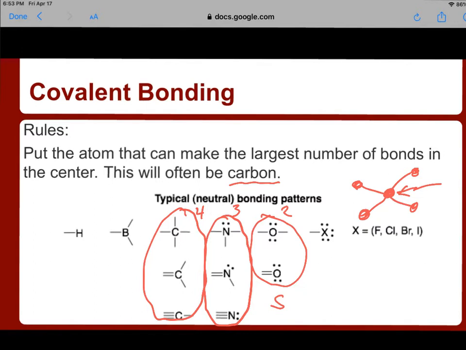It depends on what you have. If you have a carbon, usually you're going to put carbon in the middle. If you don't have a carbon, pick the next best one. You're never going to put hydrogen in the middle because that can only make 1 bond. And you're never going to put one of the halogens in the middle because those can also only make 1 bond.